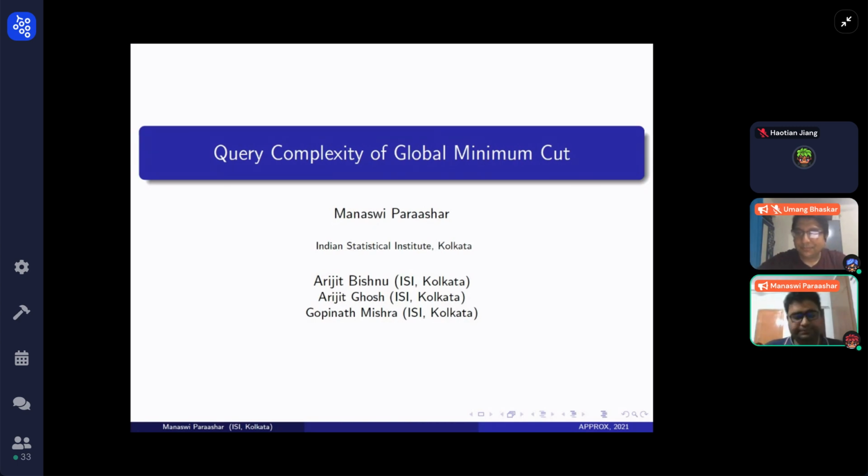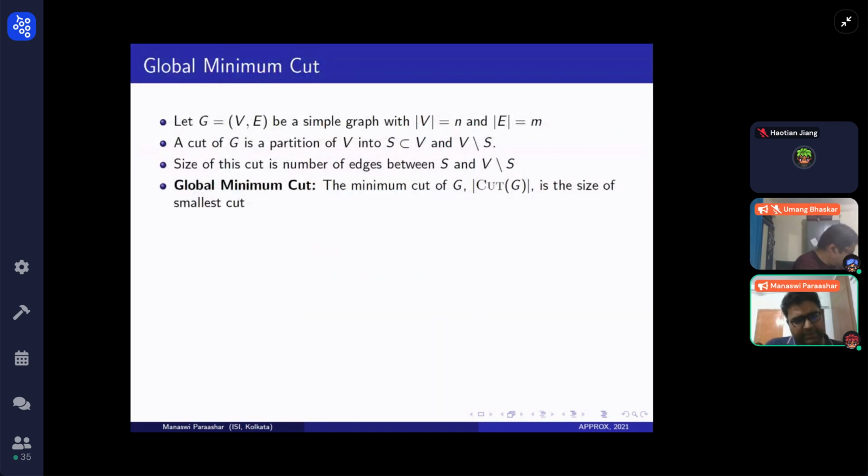Thanks a lot, Umang. Hi everyone, I'm Manasvi. The title of the talk is Query Complexity of Global Minimum Cut. This is joint work with Arijit Bishnu, Arijit Ghosh, and Gopinath Mishra. All of us are from Indian Statistical Institute, Kolkata. So let us start by recalling the global minimum cut problem.